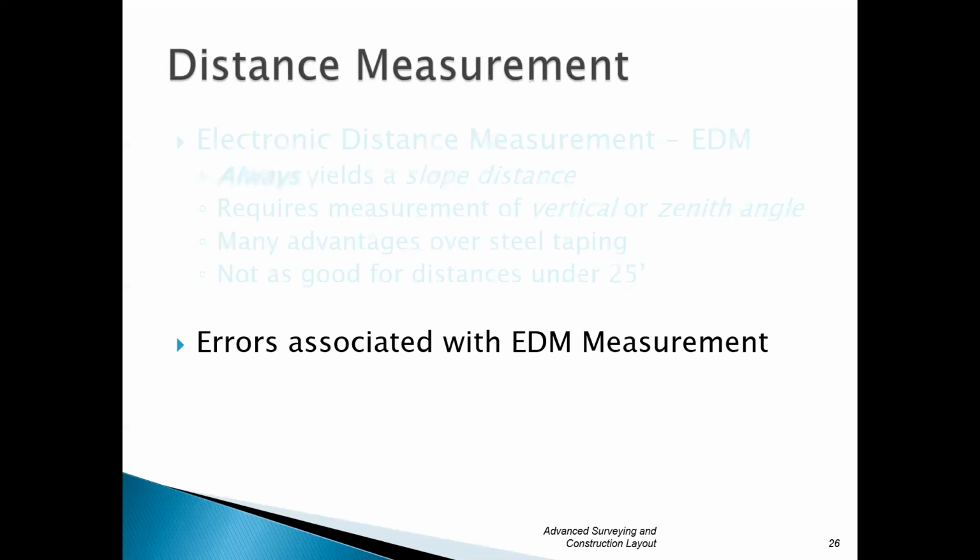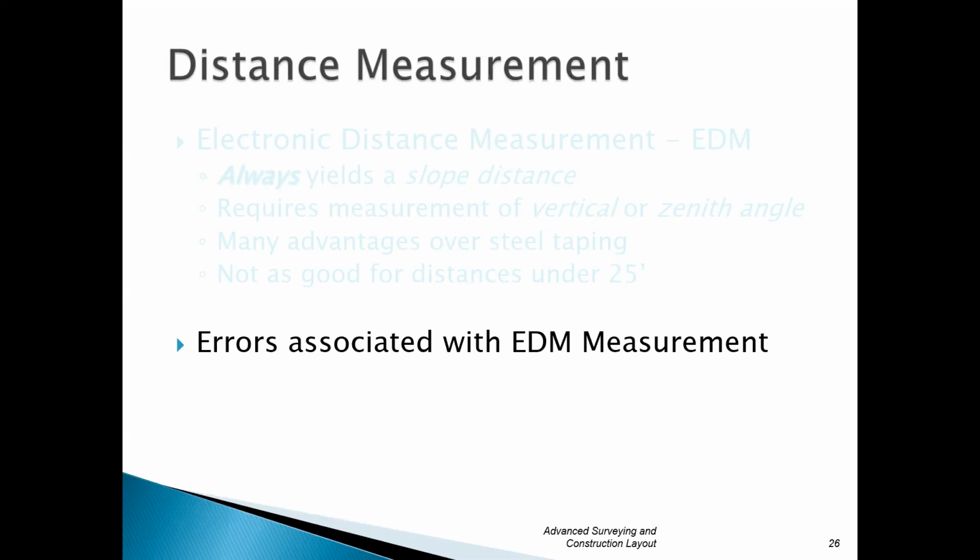So some of the errors associated with EDMs, we'll talk about those a lot more as we get into this. But one of the things is that temperature, as I said, temperature and barometric pressure does come into play. That's called a systematic error. But it's a natural error that creates a parts per million. So it is small, but it does affect the beam itself.